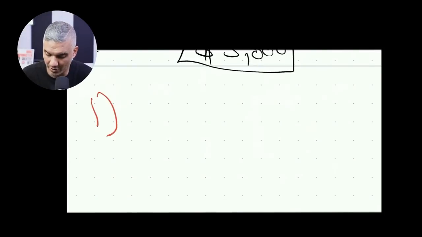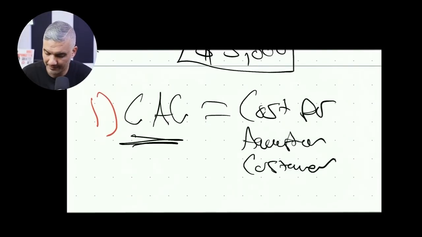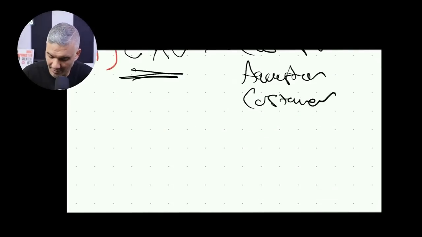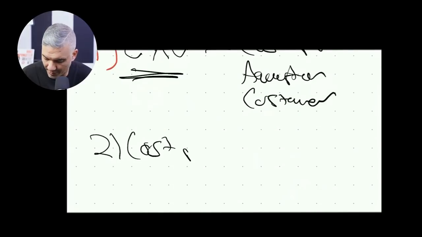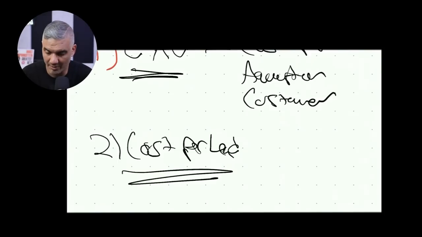So let's take a look. The first one here is your CAC. How much does it cost to acquire a customer? There's also a lever here called cost per lead. This goes back, we're going to talk about CAC in a moment. Don't worry, we're going to get back to it.